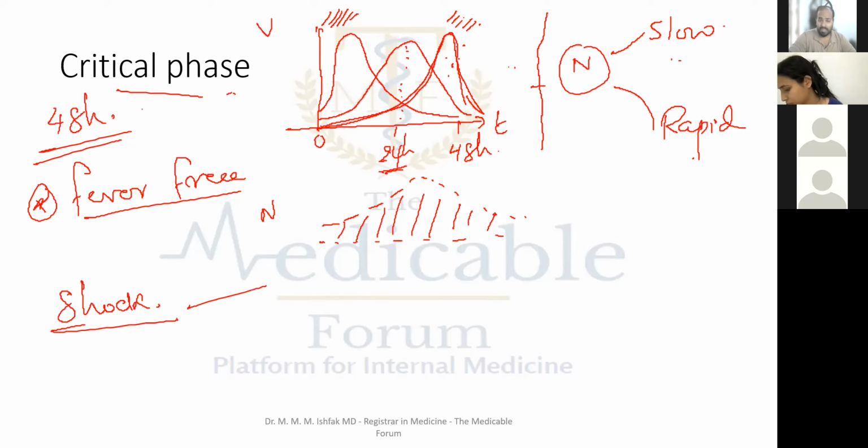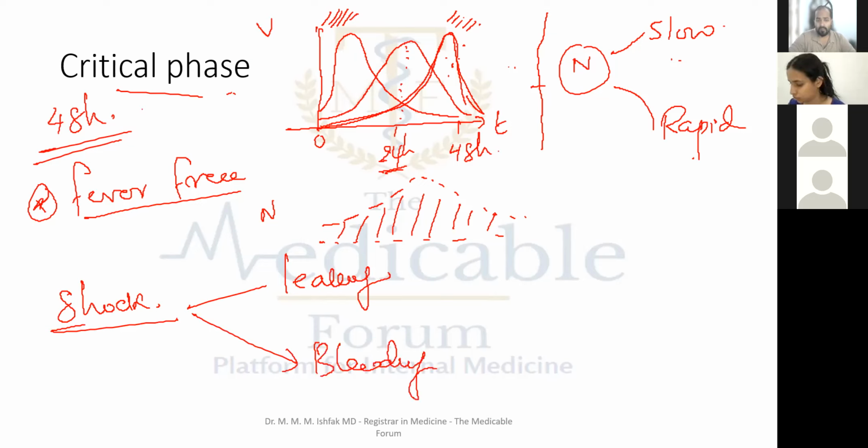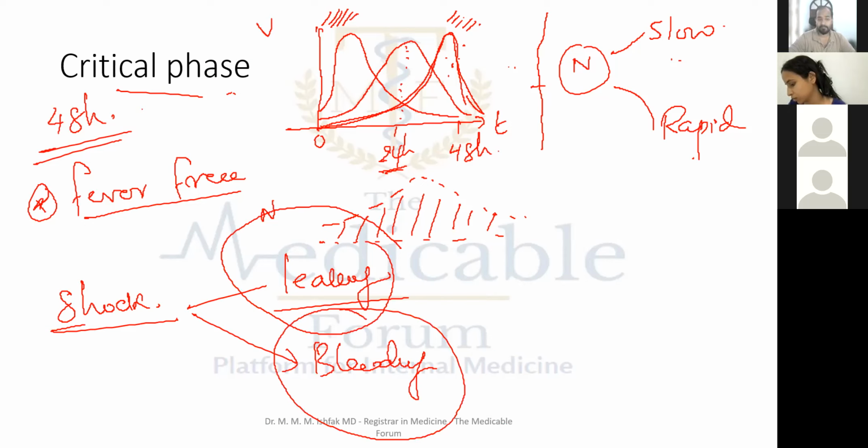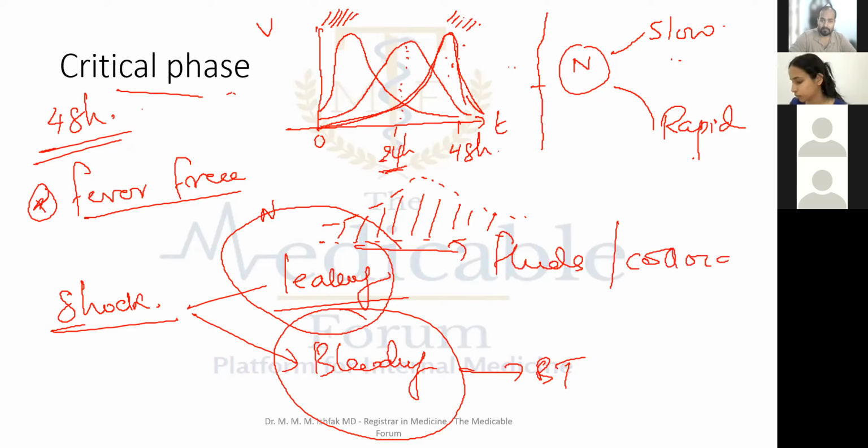Now the shock can be due to leaking, it could be due to bleeding. Now we need to make sure we judge properly. Is this shock due to a leak or is this shock due to a bleed? If there is bleeding, you need to give blood transfusions. If there is leaking, you need to give fluids or colloids. So that is very important.